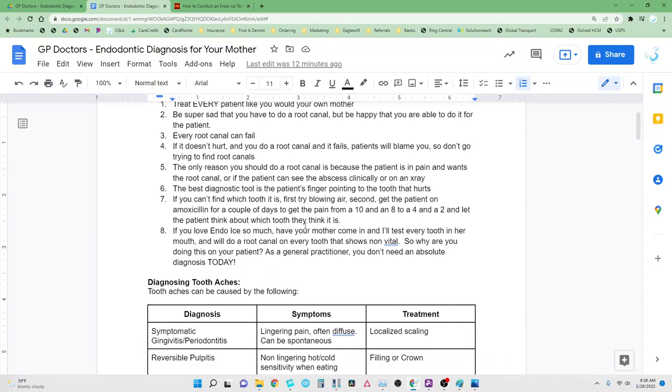Then the doctor decides, oh, I'm going to get out some gizmos and see if I can identify if it's tooth number 30 or 31. No, you don't have to do that. The other concept that I'll tell you about is that using endo ice on a tooth that hurts is just going to make the patient mad. So instead, try doing things that are less invasive. Maybe blowing some air on the tooth, okay? Or get the patient on an antibiotic for a couple of days.